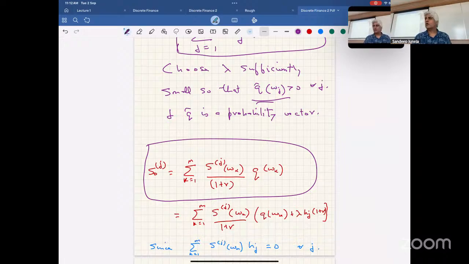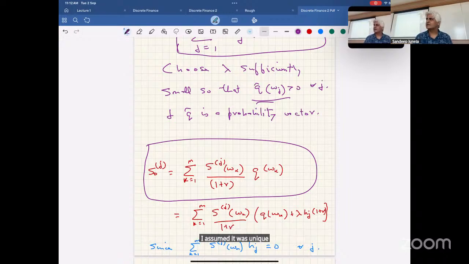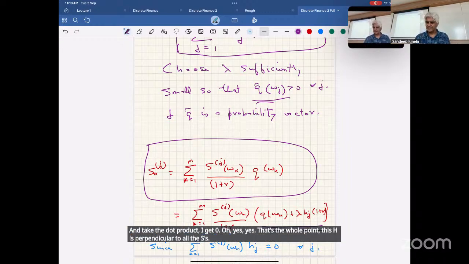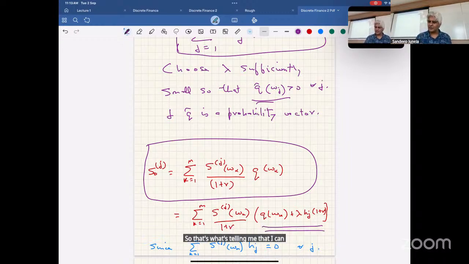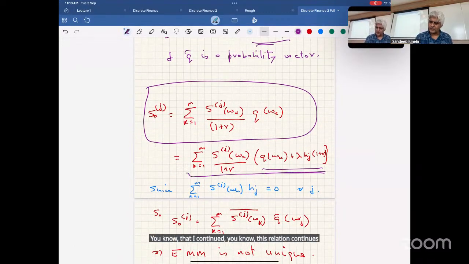My original Q was an equivalent martingale measure, which just happened to be unique. I assumed it was unique, and the market was incomplete. But now I've got this Q tilde here. And the main thing is that when I multiply Hj with Sj and take the dot product, I get 0. That's the whole point: this H is perpendicular to all the S's. So that's what tells me that I can construct a new one, and this relation continues to hold.